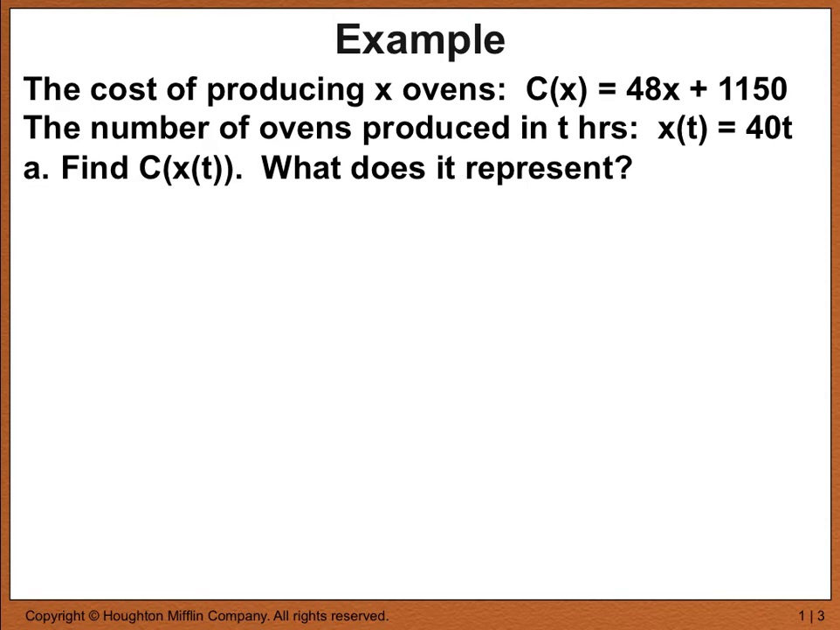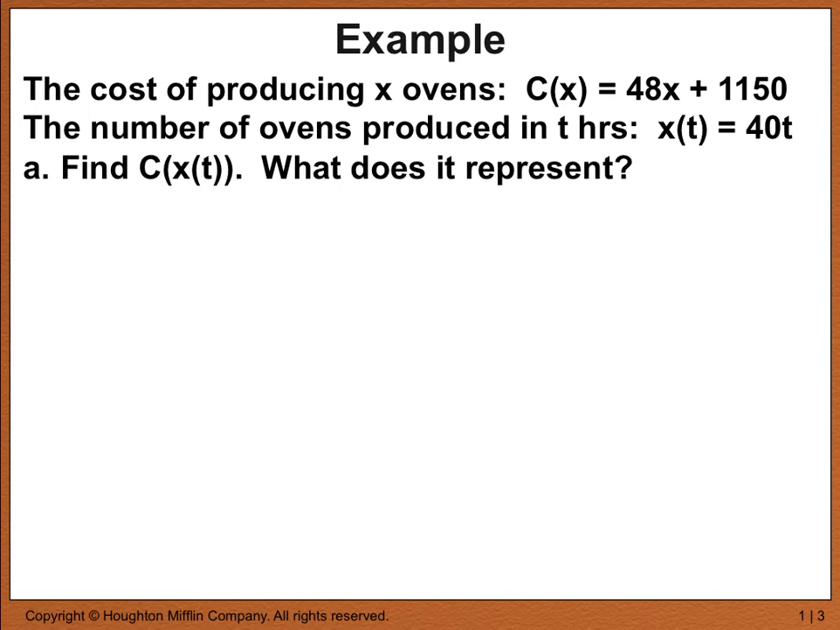Okay, so the next example we're going to look at is the cost of producing x ovens. Suppose you run a factory, and one of the things the factory makes is ovens. Well, the cost of producing x ovens is C of x equals 48x plus 1150. So that would be 48 per unit, and then a setup cost of 1150. Now, the number of ovens produced in t hours is x of t equals 40t. So that would mean they produce 40 ovens per hour. So find C of x of t and tell us what it represents.